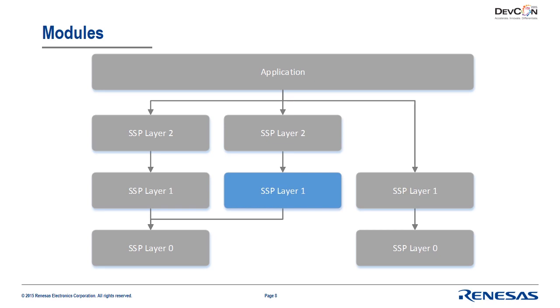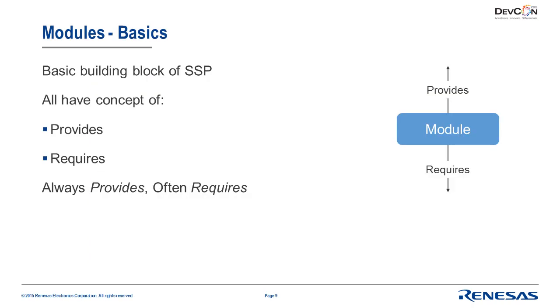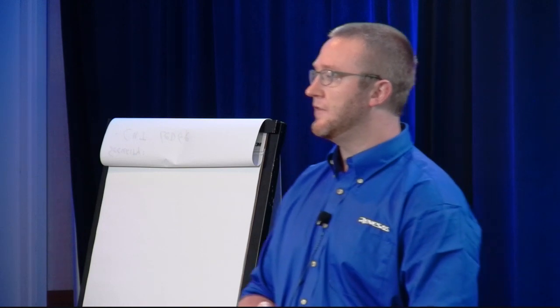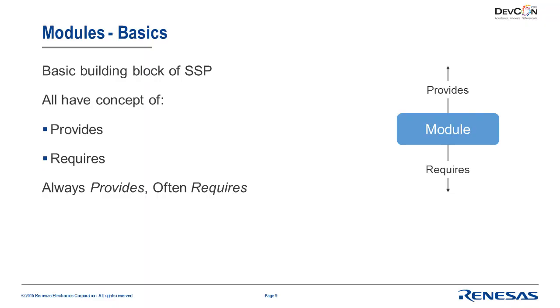So, the basics of a module. A module is the basic building block of SSP. Everything else is built upon a module. And they always have two concepts. One, they provide something upwards. If a module is not providing anything, then it should not be in your system. That means it's not doing anything. You don't add code that doesn't do anything for your project. Also, requires. This means that there might be some dependency underneath this module.